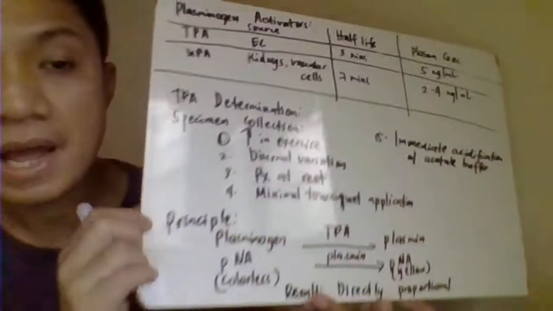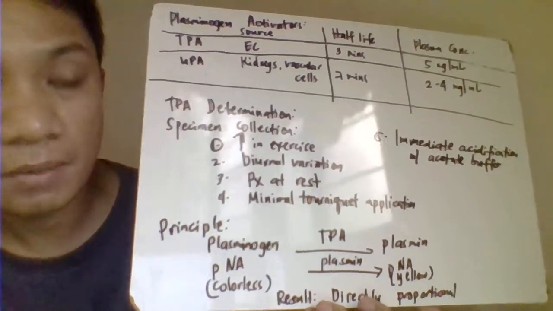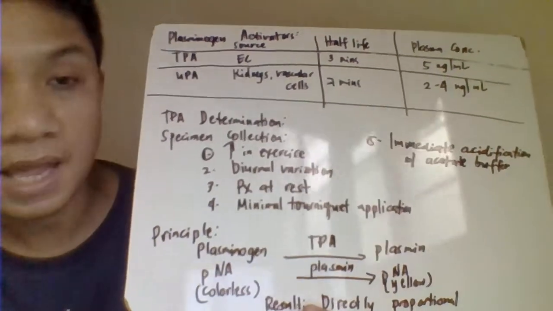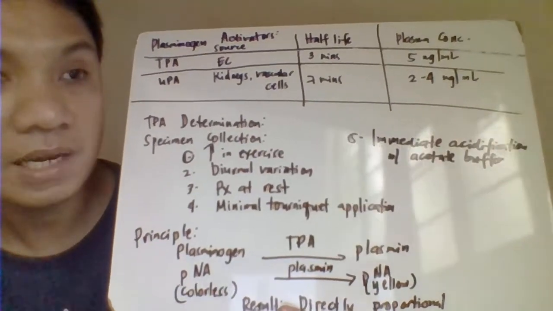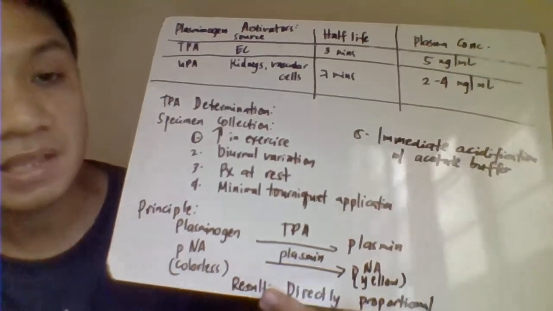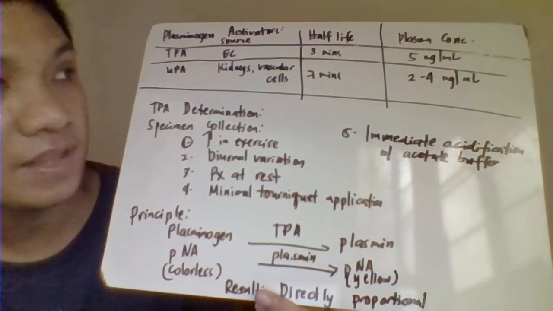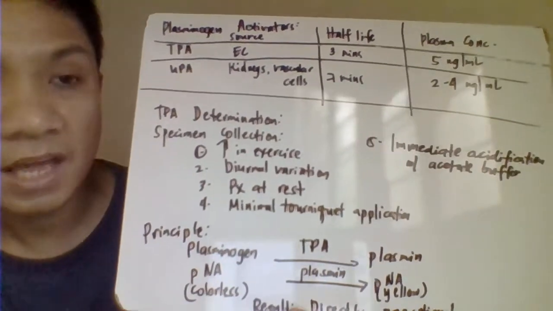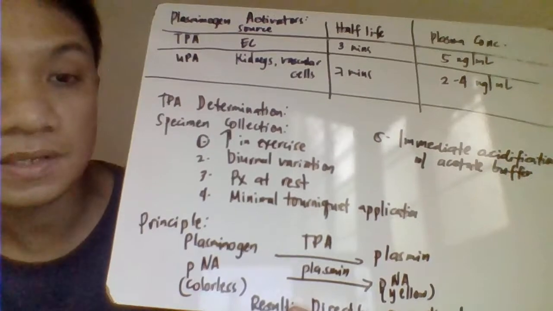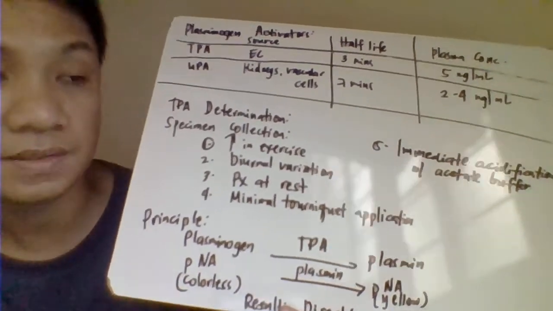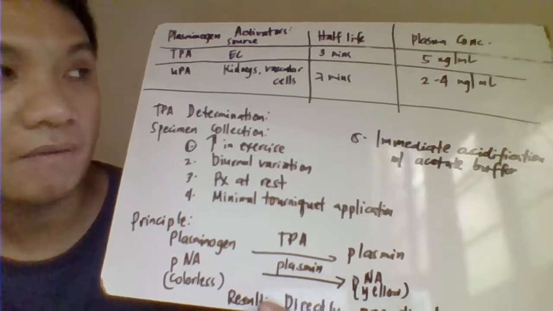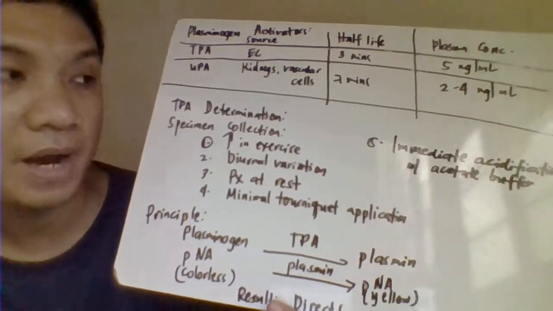Okay, now we go to your activators. Again, our plasminogen activators include TPA and UPA. TPA is produced by the endothelial cells with a half-life of 3 minutes. Normal concentration in our plasma is 5 nanogram per ml. And UPA is produced by our kidneys and vascular cells, including monocytes and macrophages. Half-life for that is 7 minutes, and the normal value is 2 to 4 nanogram per ml.